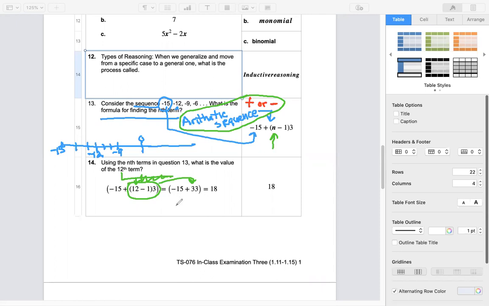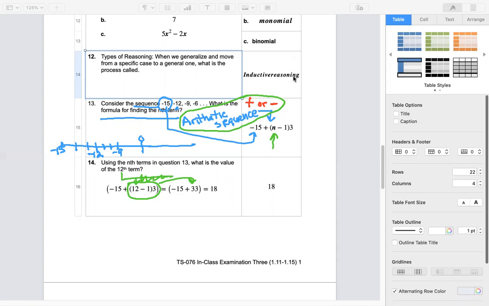So if you remember the rule when you're adding opposite integers, you have a negative and a positive, so just subtract and keep the sign of the larger of the two, and 33 is larger, so it's plus 18, okay? So that's how we would calculate it. I'm just going to plug it into my arithmetic sequence formula and do the math following the order of operations. I hope that sort of made sense to you.